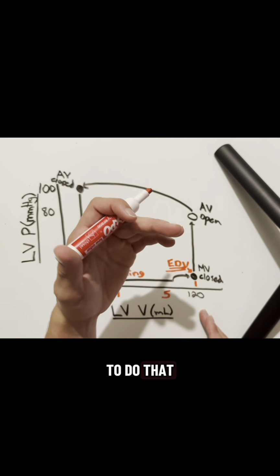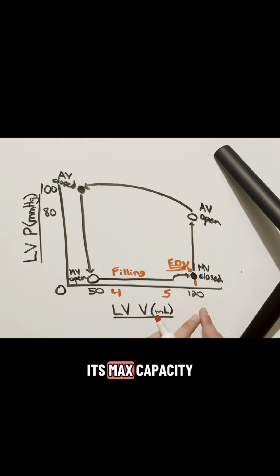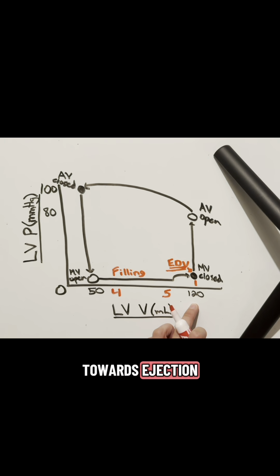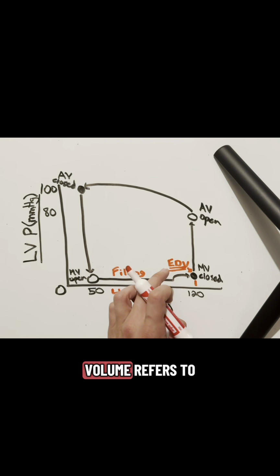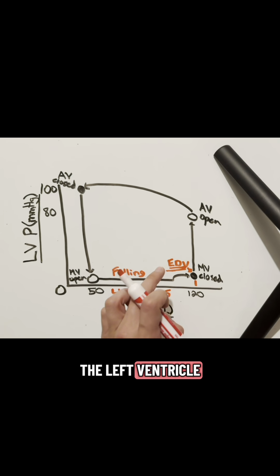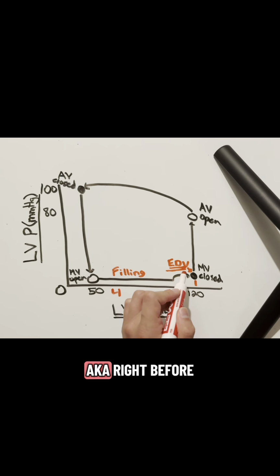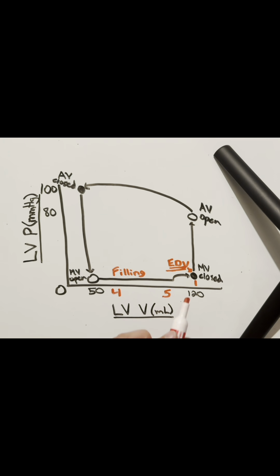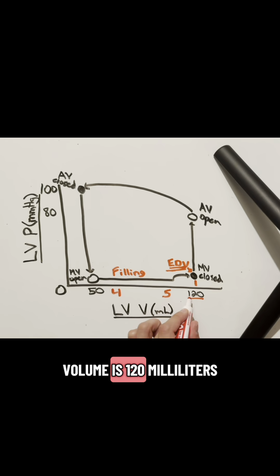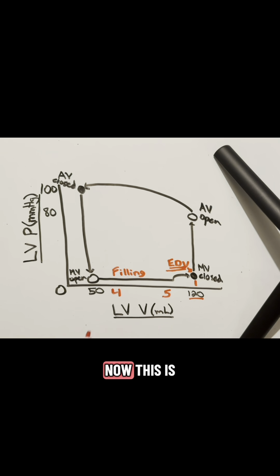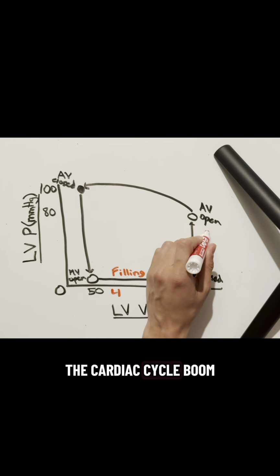And in order to do that, once it reaches its maxed capacity, it must then begin contracting in order to work towards ejection. So end diastolic volume refers to the left ventricle, meaning it is the volume that the left ventricle has at the end of diastole, aka right before systole. And the end diastolic volume is 120 milliliters. Now, this is stage 4 and 5. The next stage is going to be stage 1 of the cardiac cycle.